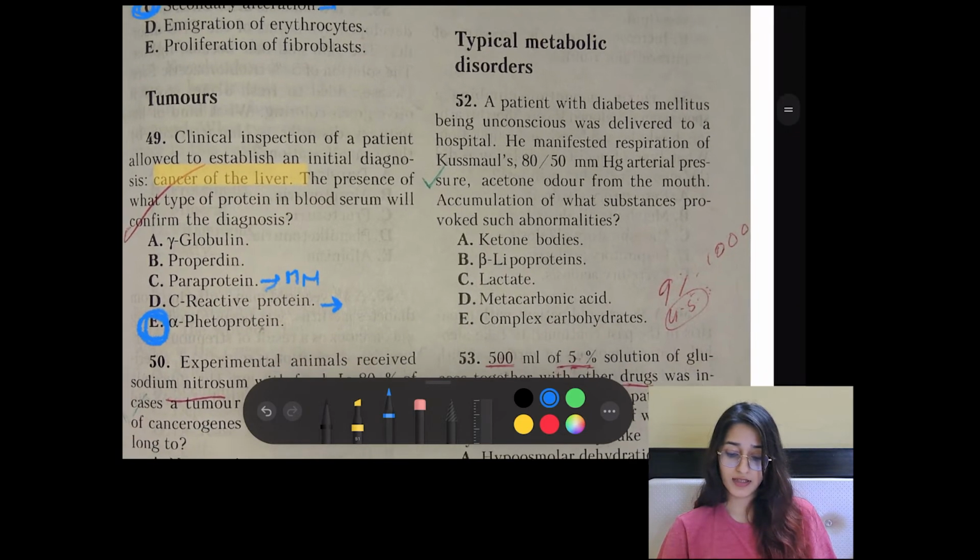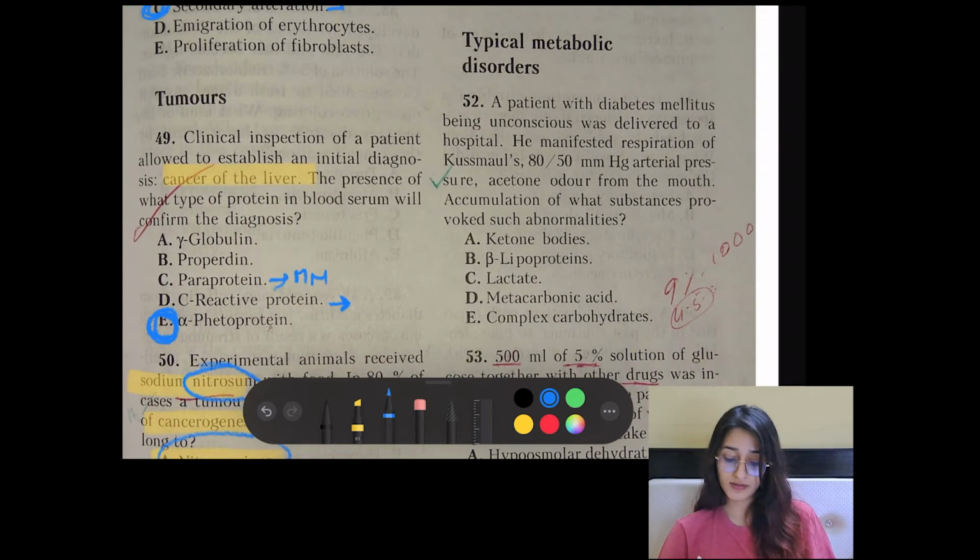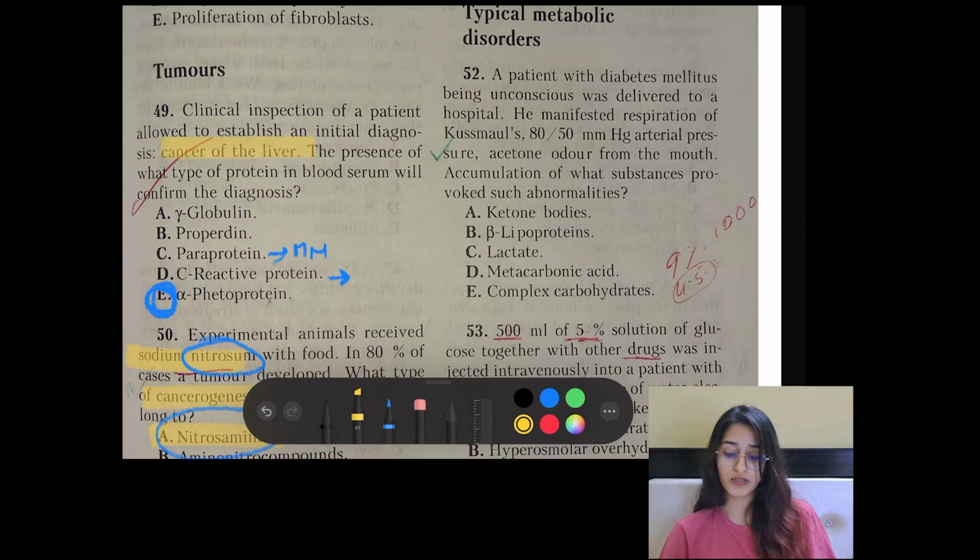Next section is typical metabolic disorders. So question number 52: a patient with diabetes mellitus, being unconscious, was delivered to a hospital. He manifested respiration of Kussmaul's. The arterial pressure is quite low, acetone odor from mouth, and accumulation of what? So basically he developed diabetic ketoacidosis.